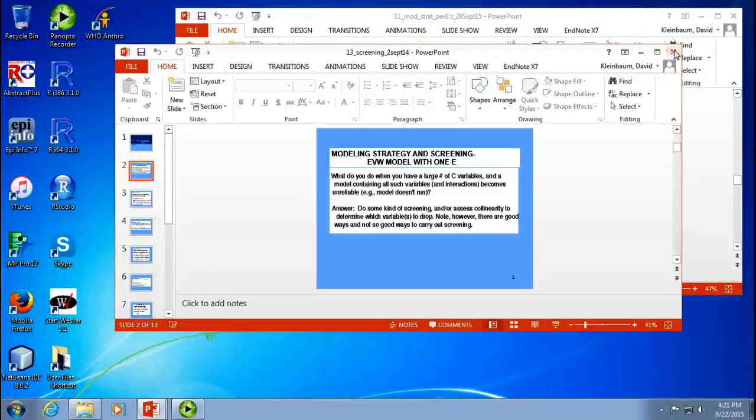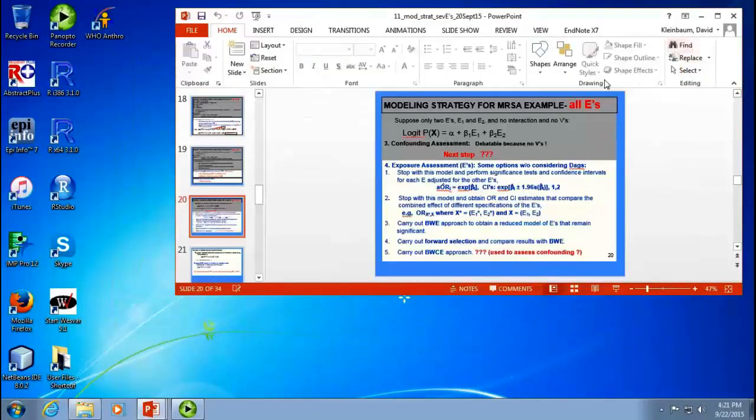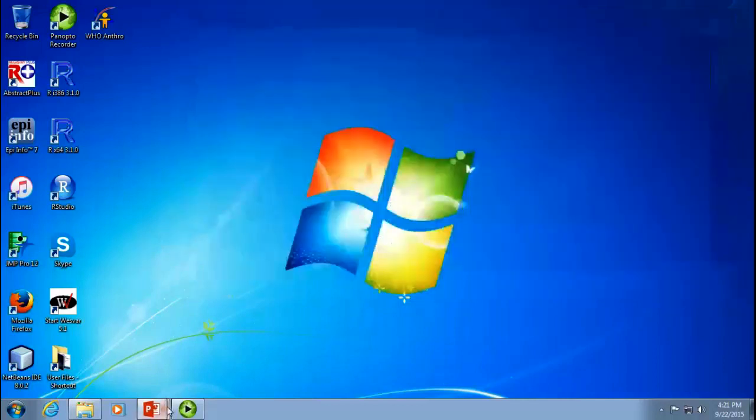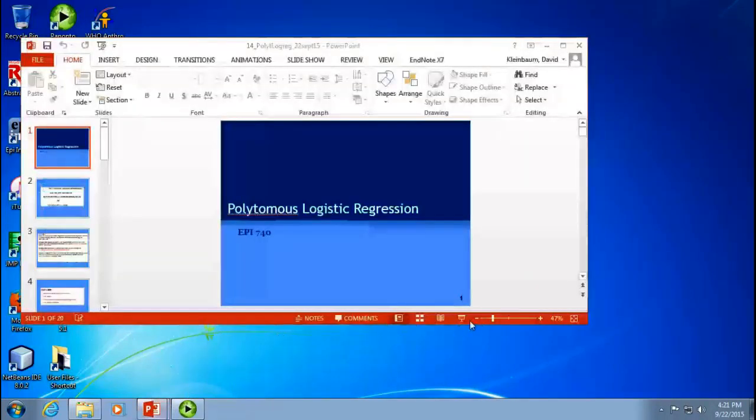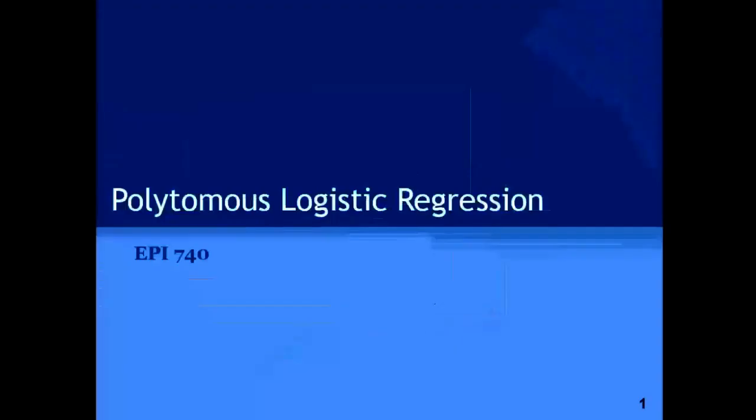So now what I want to do is start talking about the main topic or topics for today, and that has to do with polytomous and ordinal logistic regression. Let's see if I can find polytomous. And there it is. So there we are. So I took maybe even more time than I wanted, but we're going to talk about Polytomous Logistic Regression now. Okay?